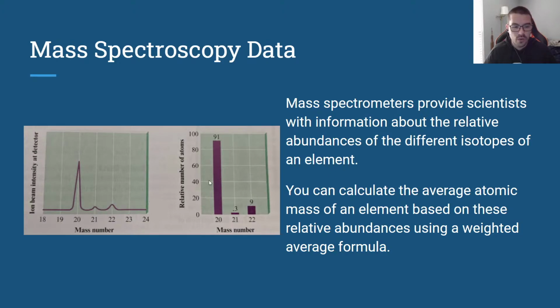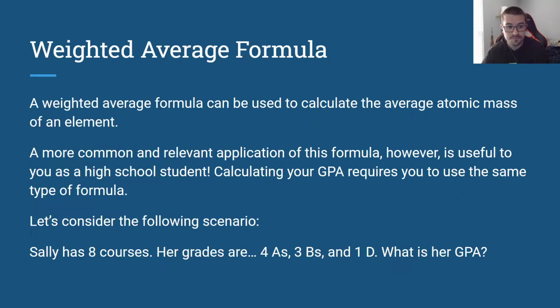We're not going to be working with any sort of graphs like this. Once again, this is something that you would see in AP, but I just wanted to introduce it to you so that you knew that it was there and that we actually do collect this type of data in real life. Okay, so we're going to use what's called a weighted average formula to calculate average atomic masses.